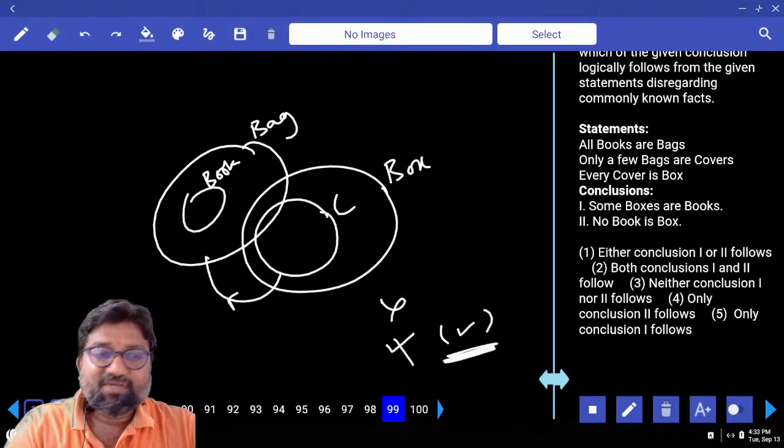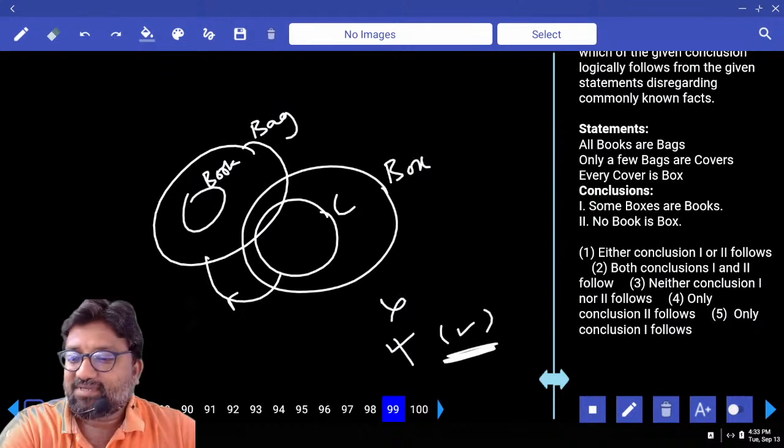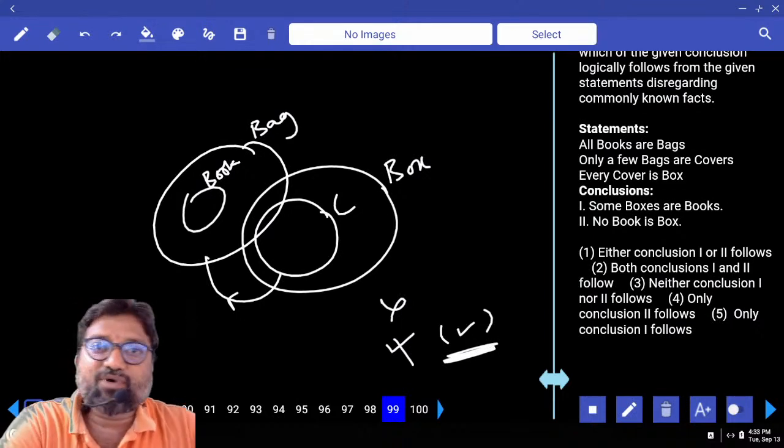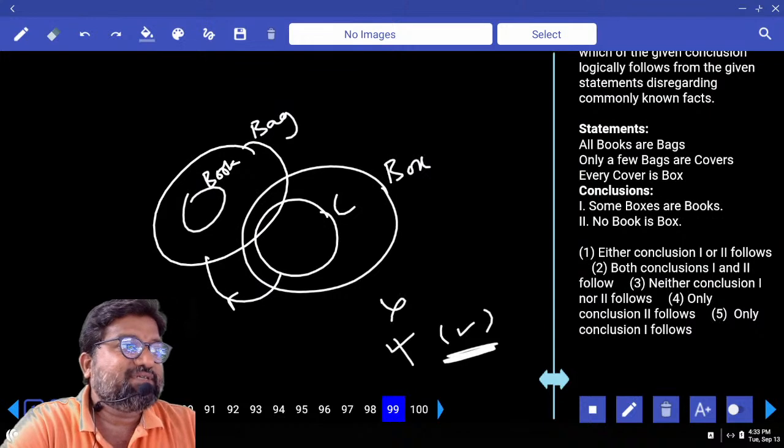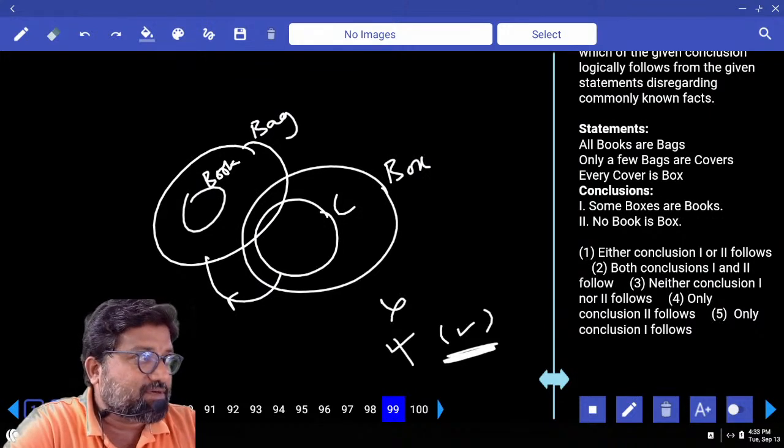ఏమిటి ఒకసారి చెప్పు. Some books are box. Boxes are box. Books are boxes. Are same. What is your answer? One or two?